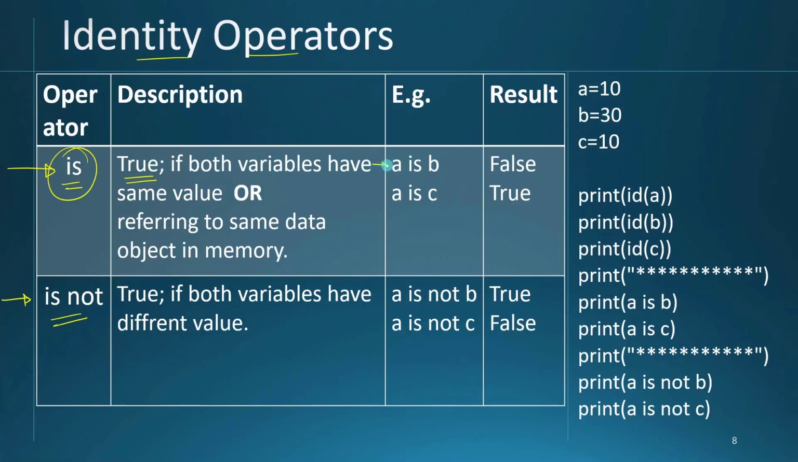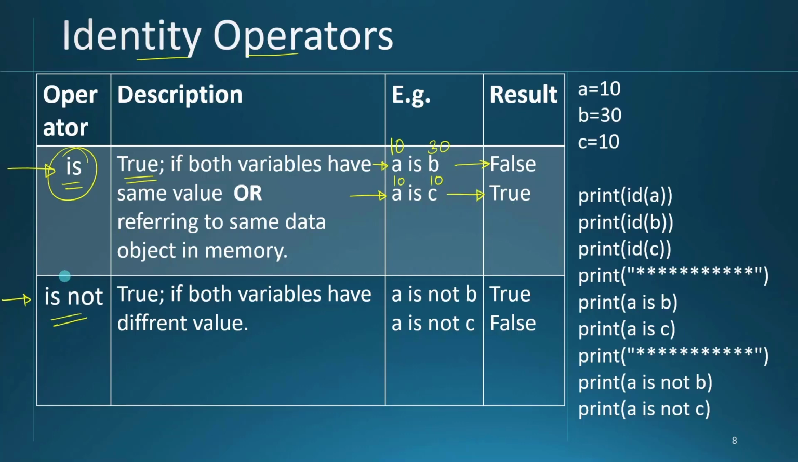So if I write this statement a is b, this will return false because value of a is 10 and value of b is 30. They are referring to two different values in memory, so that is why the result is coming as false. In the next statement you can see when I check a is c, both of them having same value, so this will produce result as true.